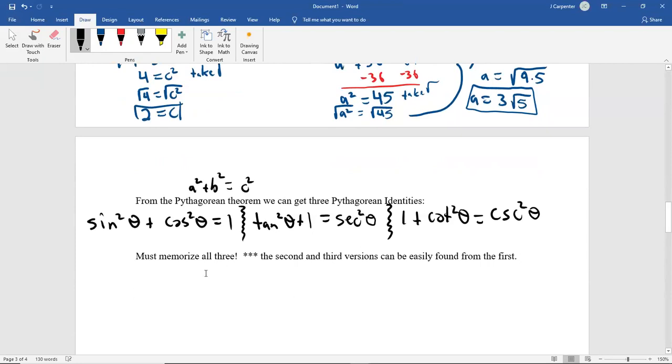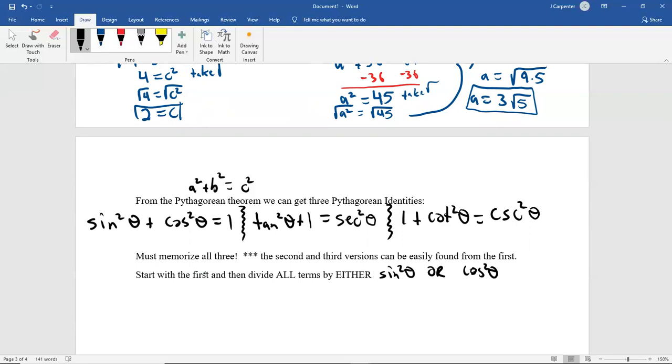So here's the basic idea. Start with the first, then divide all terms by either sine squared of the angle or cosine squared of the angle. It's kind of what I was saying that you can do with this to turn it into the others.